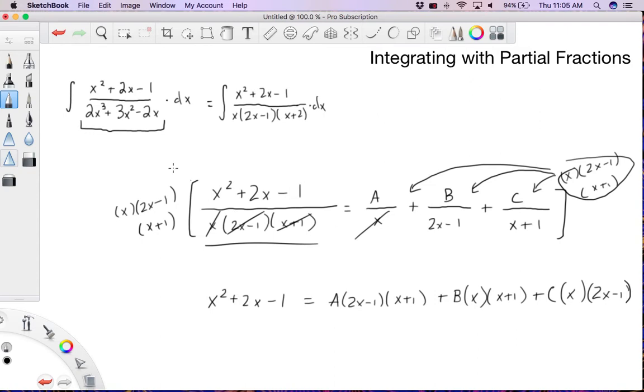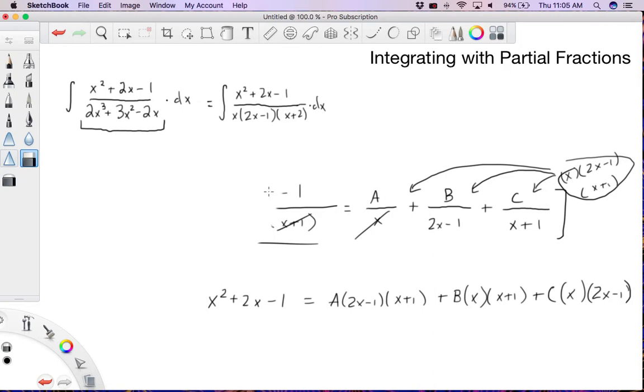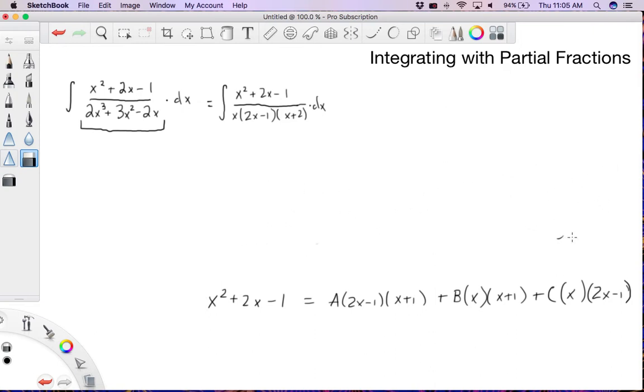Okay, so this doesn't seem much simpler, but in fact it is. This is going to help us out tremendously. Okay, so this long equation that we have here, we're still trying to figure out what is A, what is B, what is C.